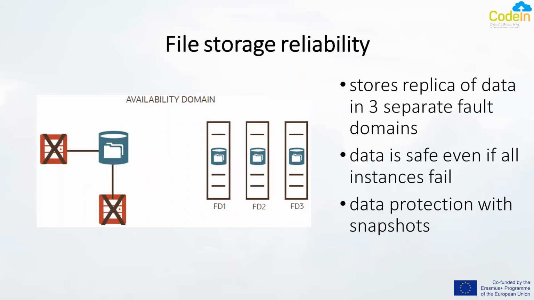You can take a backup of the file system, which we call snapshots. That protects your data. If your folders or directories get deleted, you can always restore them from the snapshots. Additionally, data can be retrieved even if the instance cannot be started or has been deleted.